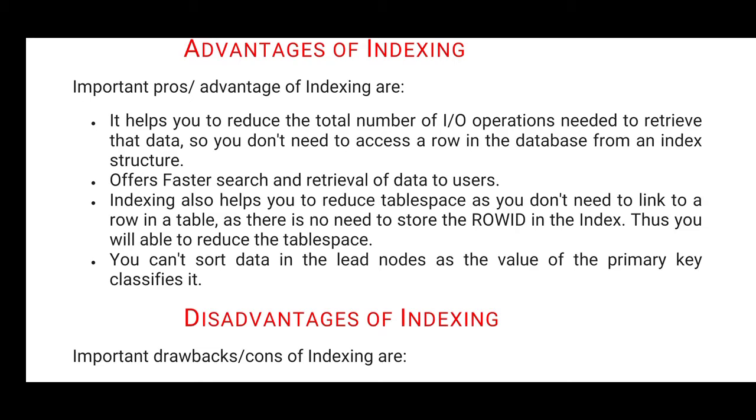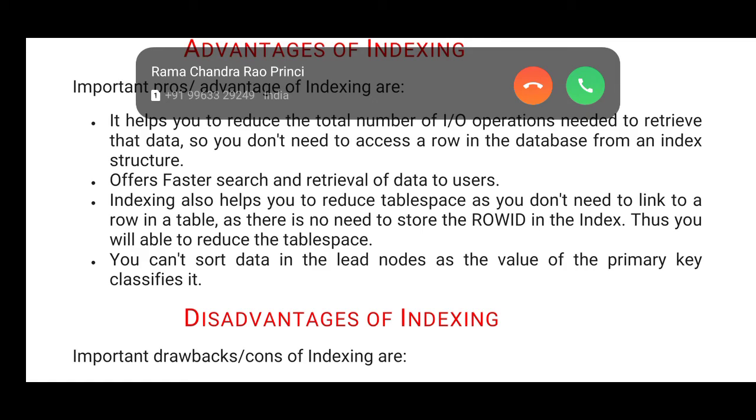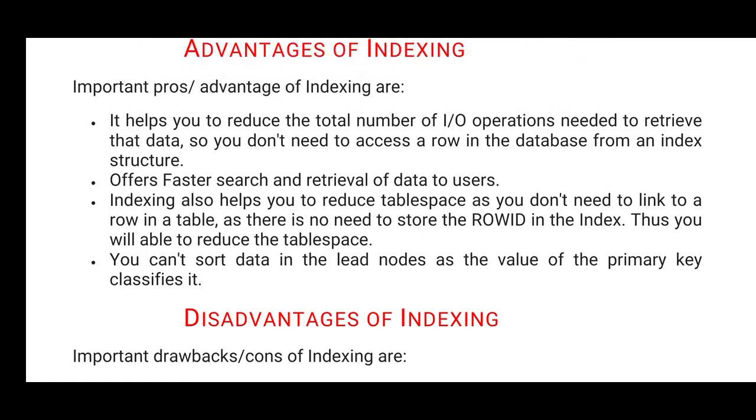Indexing also helps you to reduce table space, as you don't need to link to the row in the table, and there is no need to store the row in the index. Thus you will be able to reduce the table space. You can't store data in the leaf nodes as the value of the primary key classifies it.